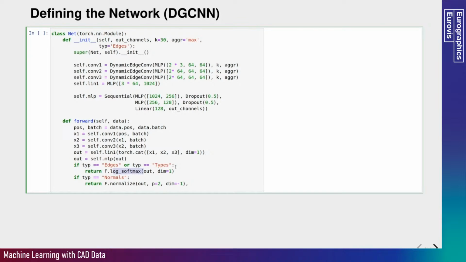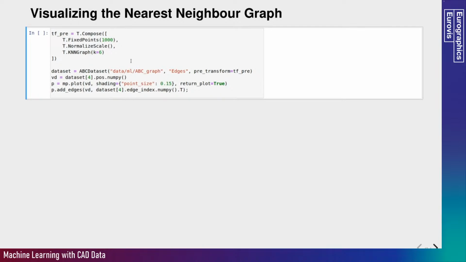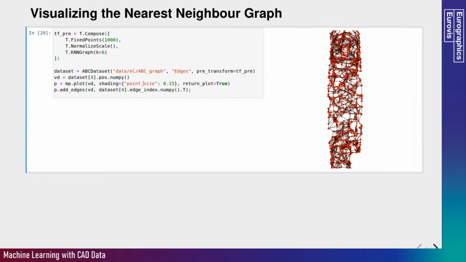for having a classification. This is also true for the types layer, whereas for the normals type, we want to have a normalization and just normalize the normal to unit length. So this is basically the definition of the network. And let's see what this dynamic edge convolution actually does.